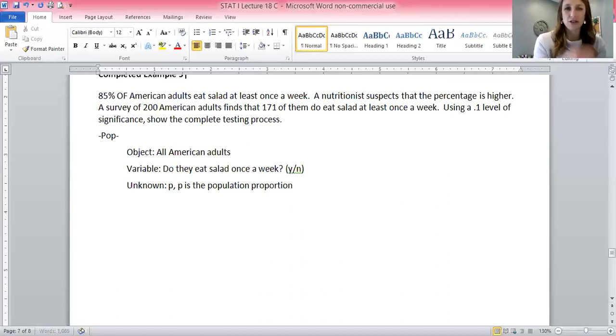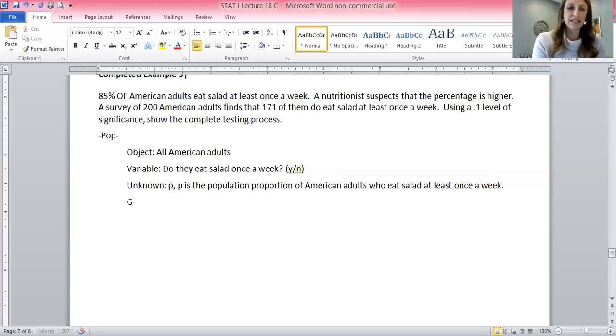Now I'm going to use the two right above it, the objects and the variable together. P is the proportion of American adults who eat salad at least once a week, which is what I'm interested in. I'm defining P, so then I can use P going forward, and it's already defined.